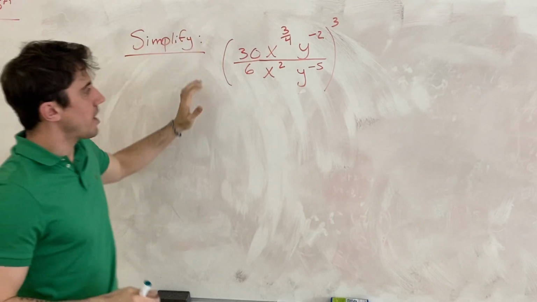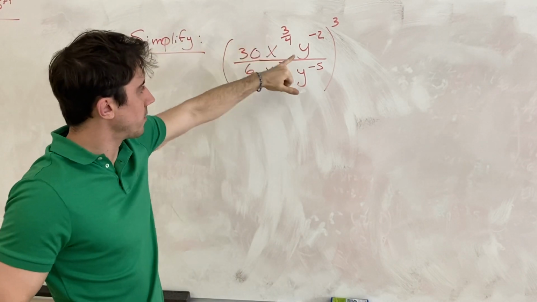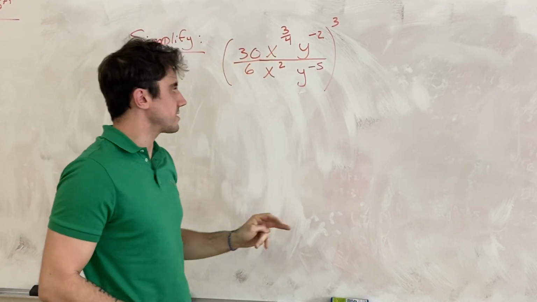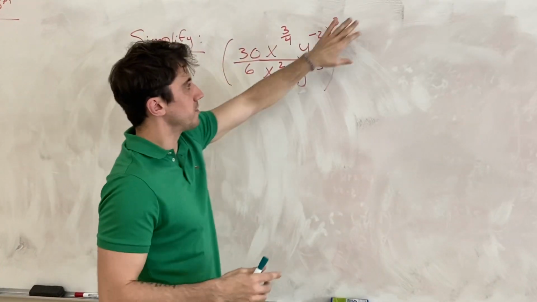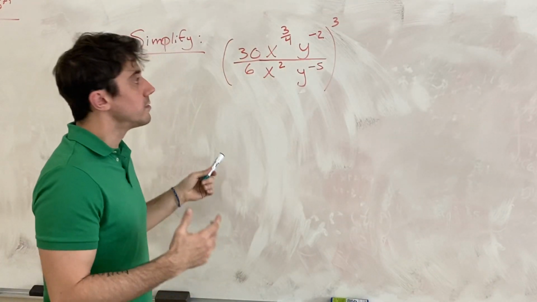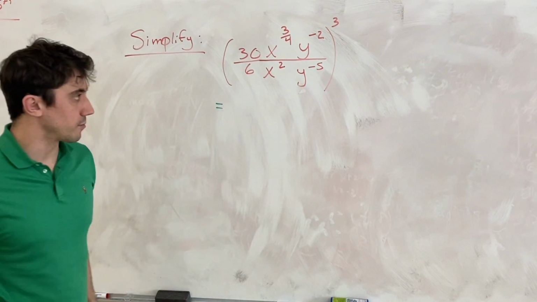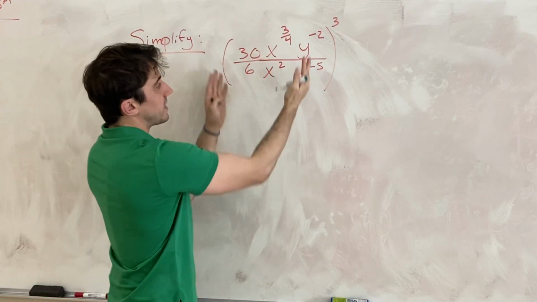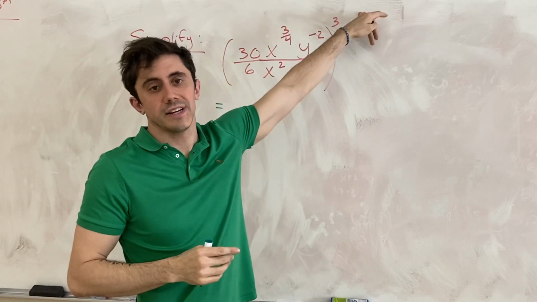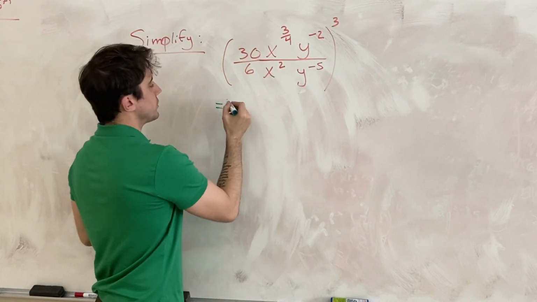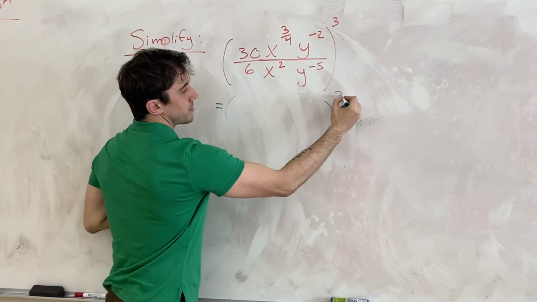So inside the brackets, we have 30x^(3/4)y^(-2) all over 6x^2y^(-5), and all of that being raised to an exponent of 3. So there are many ways to go about this. I think the simplest way to attack a problem like this is to simplify everything inside the brackets and then deal with the 3 outside at the very end. So if we do that, we'll have an exponent of 3 outside.